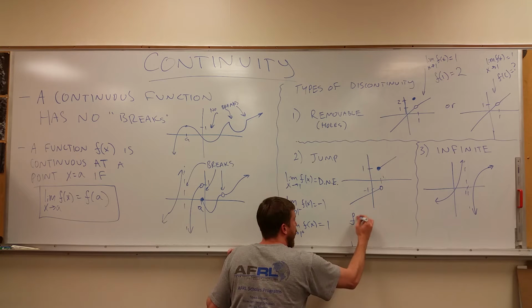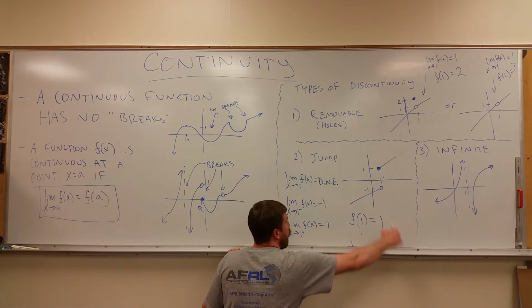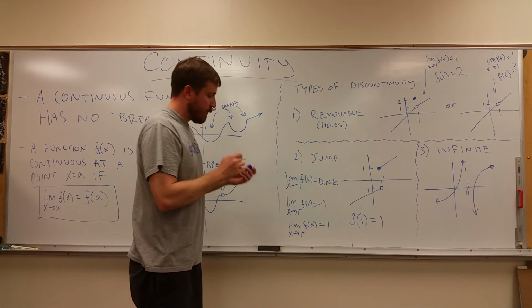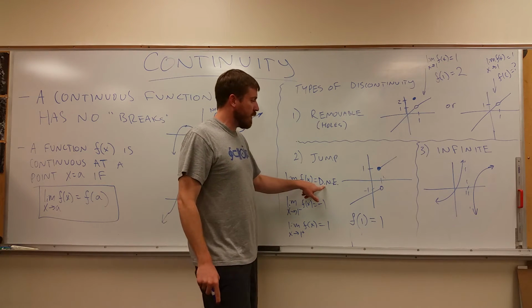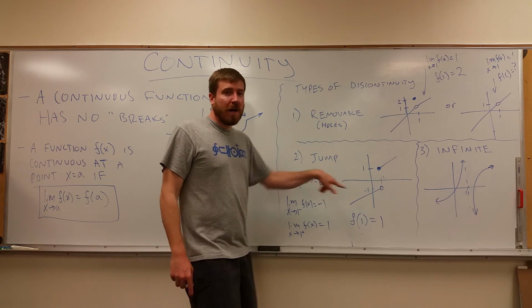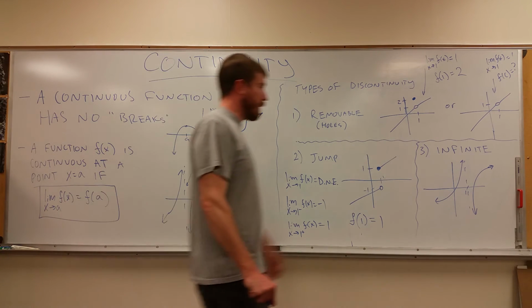However, if I asked you what is f of 1, you would tell me that's equal to 1 because that's where the closed circle is right there. So again, in this case, the limit does not exist. The function at that point is equal to 1. Does not exist and 1 are not the same thing, so therefore by this theorem, that's a discontinuous point.